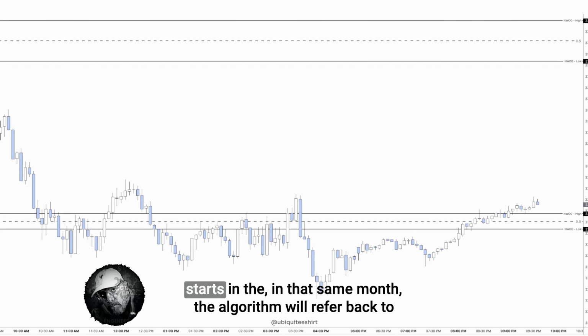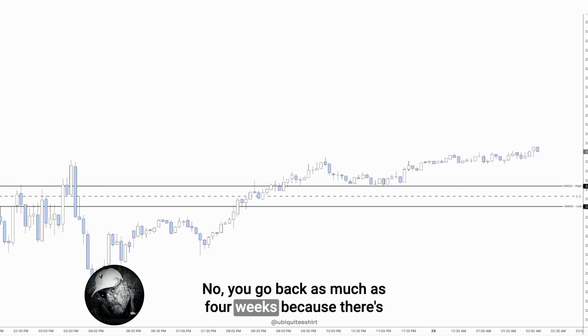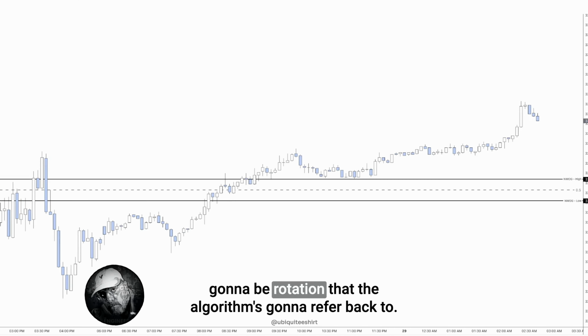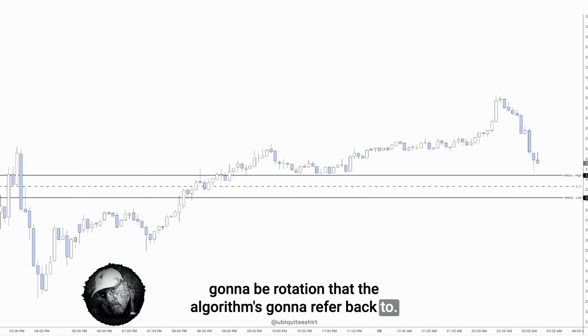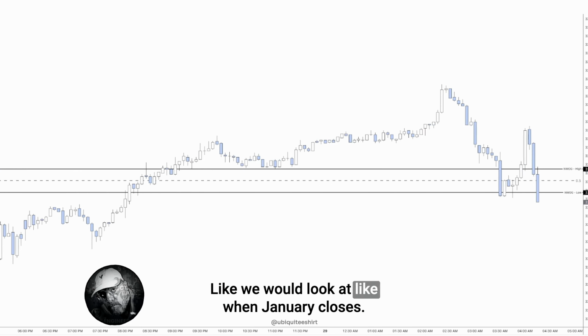Now, there's a little bit of an overlap too. What happens if, for instance, we're in the first and second week of February? Are we just using two? No, you go back as much as four weeks, because there's going to be a rotation that the algorithm is going to refer back to. It's not always looking at the calendar dates like we would, like when January closes.